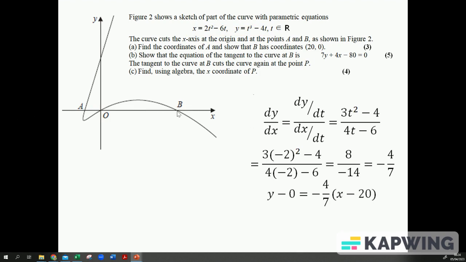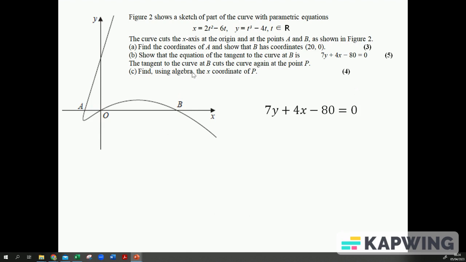At B, of course, the x value is 20 and the y value is 0. So y minus 0 is minus 4/7, x minus 20. So the y one, if you like, is 0 and the x one is 20. Multiply by 7 and multiply that bracket by minus 4. I have 7y is minus 4x plus 80, and then just write it out in the form they wanted it, like that. And then it said, find the coordinates of P with x coordinate p.